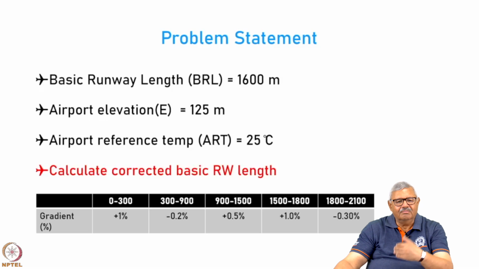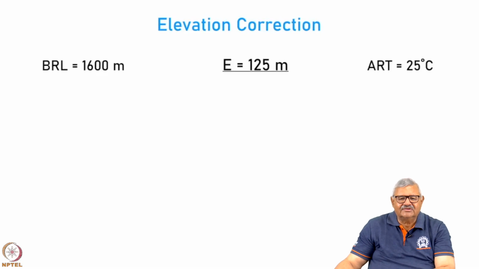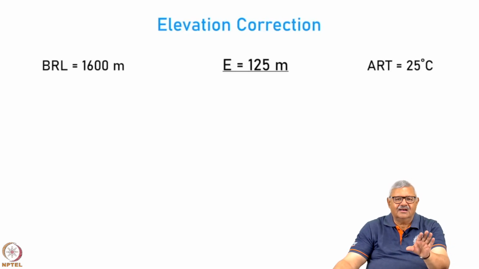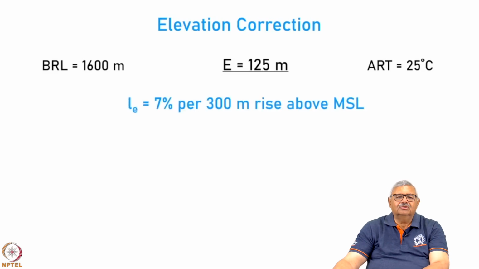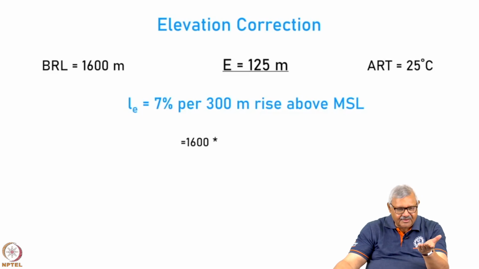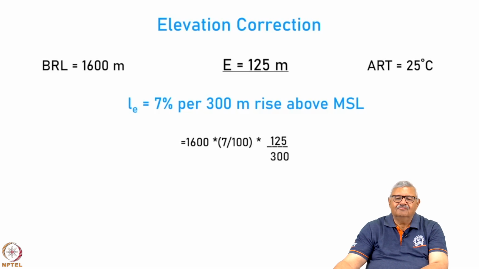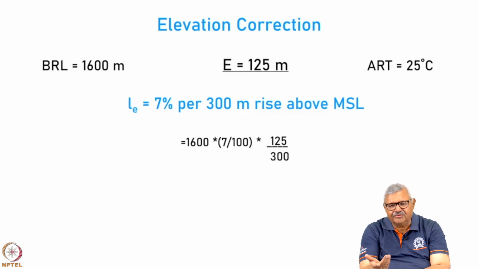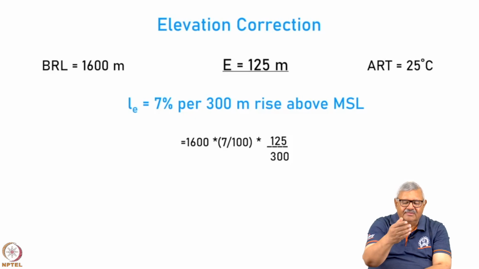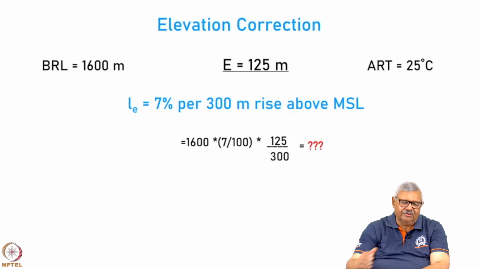Now, our job is to estimate the corrections required to this basic length of 1600 meters. So, first we will do the elevation correction. Given that BRL is 1600, E is 125 and ART is 25. We know that the correction to be given is 7% per 300 meter rise above the mean sea level. So, we have 1600 as the baseline value, we have 7%, and we have 125 meters elevation compared to 300 meters. So, for 300 meters it will be 7 by 100. This value now you need to calculate.